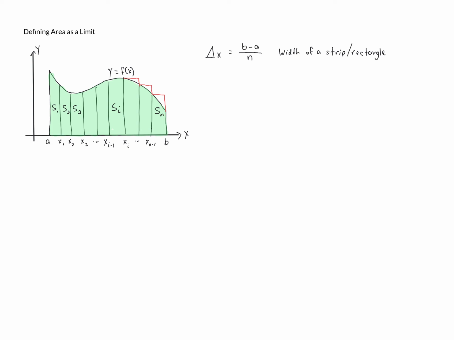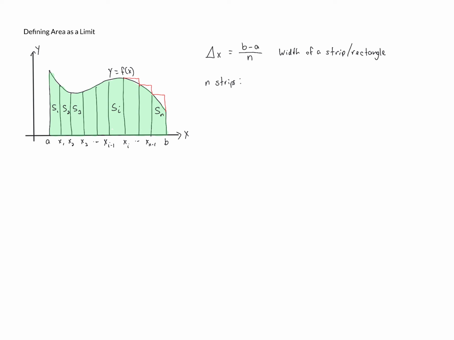But remember, we're not just cutting them into strips. We are eventually then going to use rectangles to approximate those areas. But anyways, we have the width of our strip in terms of the endpoints of the interval and the number of strips or rectangles that we're using. And what this does is it divides things into n strips. And if we look at those strips, they're all parts of the interval from a to b.